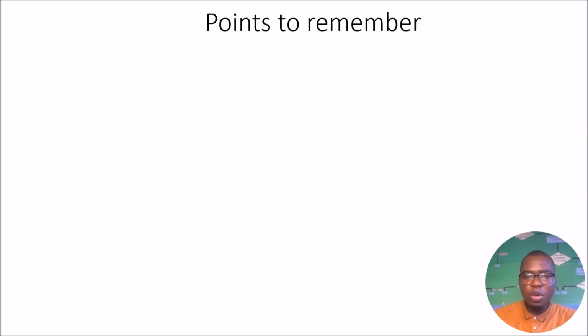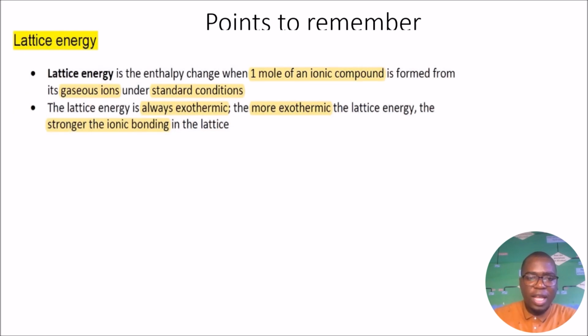Points to remember before we can do the actual calculations. Number one, lattice energy is the enthalpy change when one mole of an ionic compound is formed from its gaseous ions under standard conditions. This definition is the one that we use in performing calculations. Therefore, lattice energy is always exothermic, which means it will always be negative, regardless of how it has been given to you.